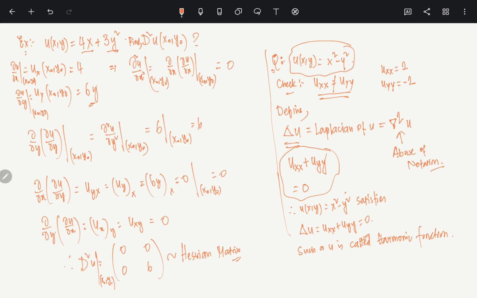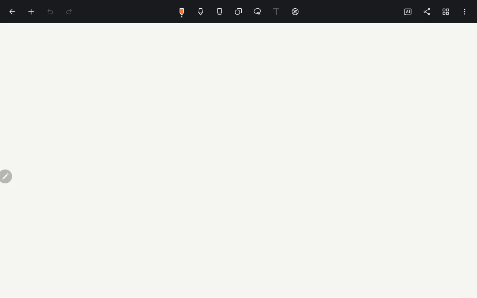Just to finish this up, we are going to define a new concept, the directional derivative. This is very, very important because we have to define the Neumann boundary condition also. It's called the directional derivative of u at the point (x0, y0) in the direction eta. What do I mean by this?